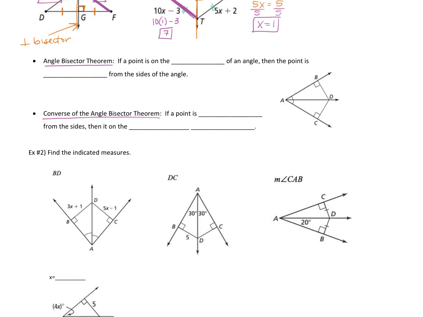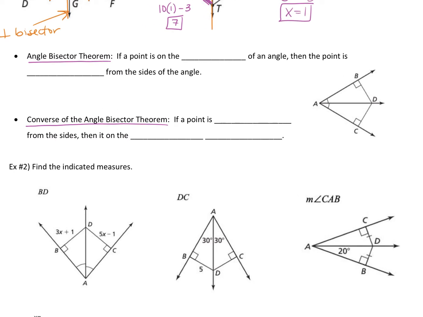If a point is on the bisector of an angle, then the point is equidistant. See how things are equidistant a lot? Max, stop waving and take notes.